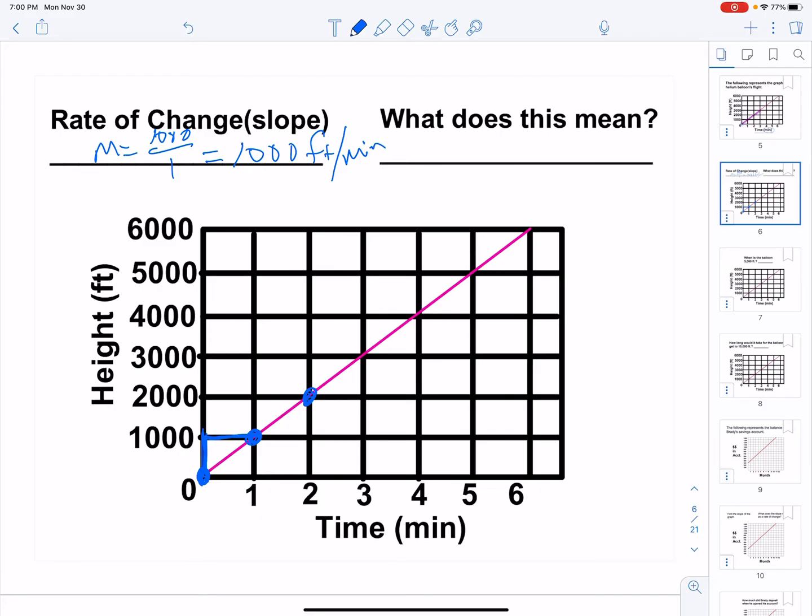So what does that really mean? If I were to write that, 1,000 feet per minute, that means for every 1,000 feet, it's going to take 1 minute to get there. So 1,000 feet is 1 minute. So in 2 minutes, it's going to be 2,000 feet. 3 minutes, it's going to be 3,000 feet, and so on and so forth.